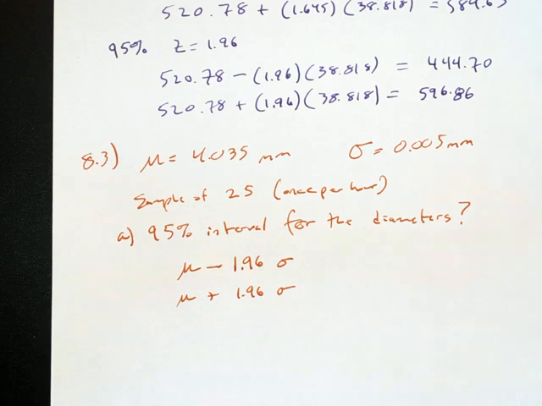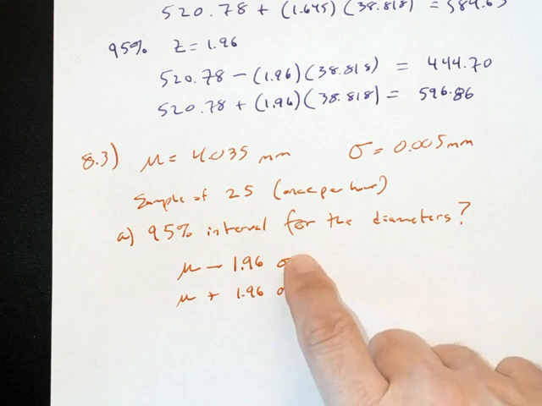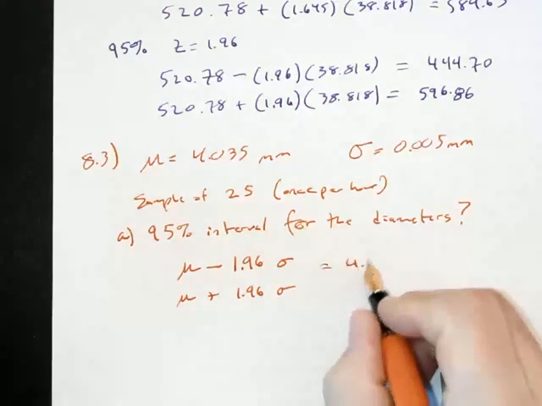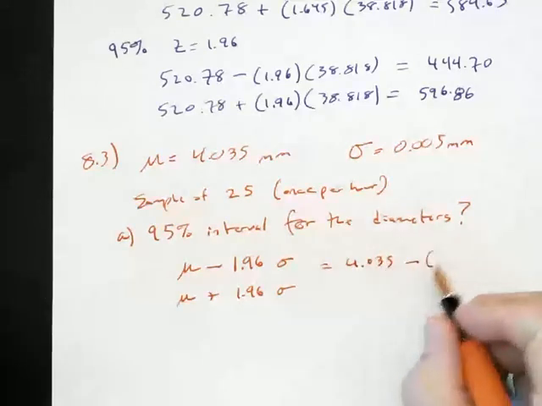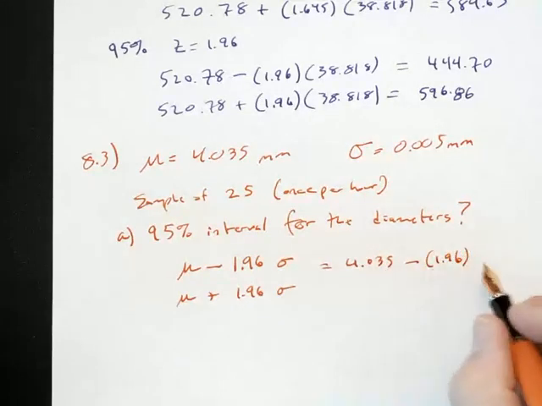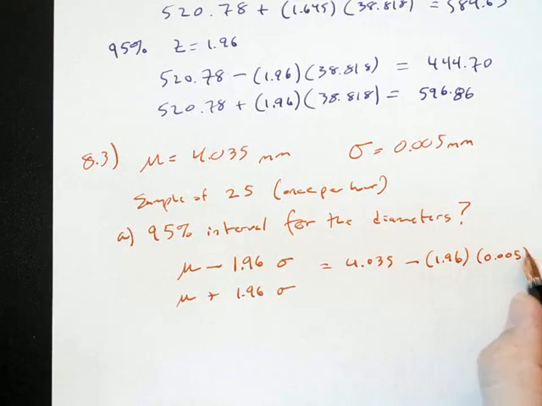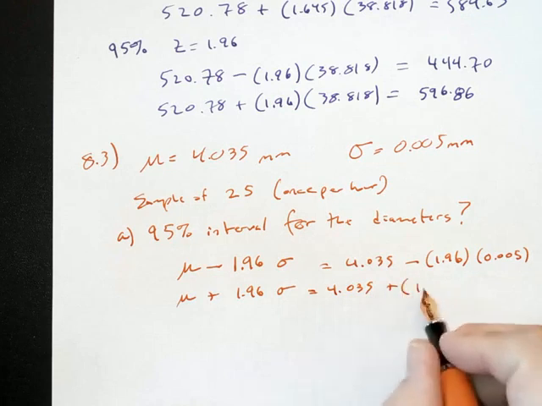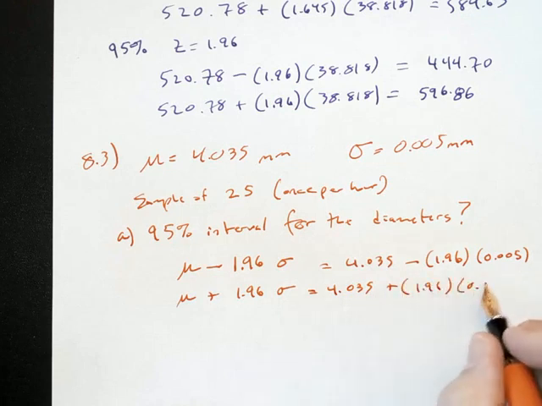Where did the 1.96 come from? That's the z-score that goes with 95%. But notice this is this number. So I take 4.035 and I subtract 1.96 times 0.005. And here I take 4.035 and I add 1.96 times 0.005.